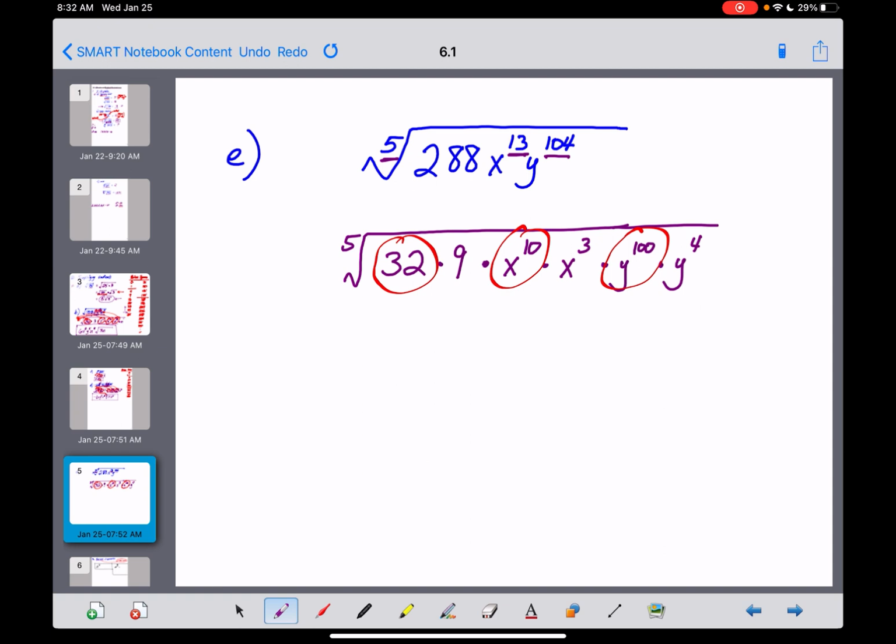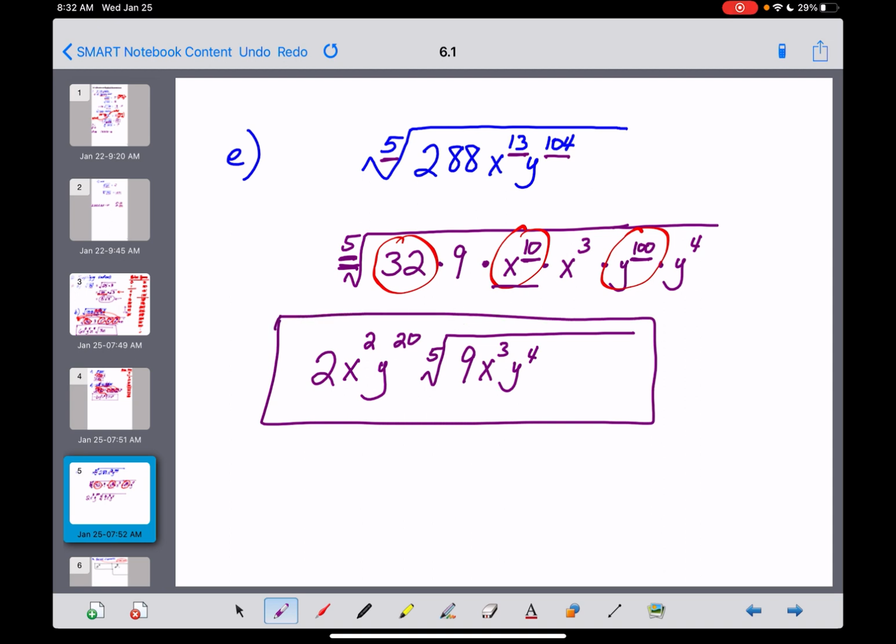The fifth root of 32 is 2. The fifth root of x to the 10th, take your exponent, divide it by your index. 10 divided by 5 is 2, so we're going to be able to pull out an x squared here. And then for y, again, take your exponent, divide it by your index. 100 divided by 5 is 20. So that's all you're able to pull out. So we rewrite the radical then. The 5, the little index stays. And what did we not circle? We were not able to do anything with the 9, with the x cubed, and with the y to the 4th. That's as much as you're going to be able to do here, and that's how you would simplify a radical like that.